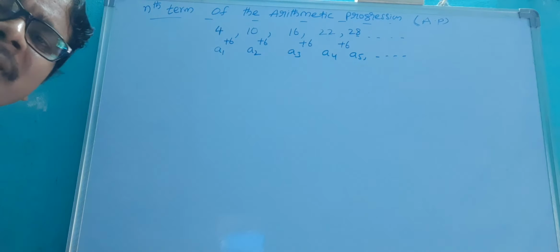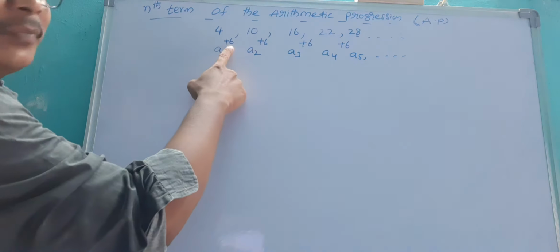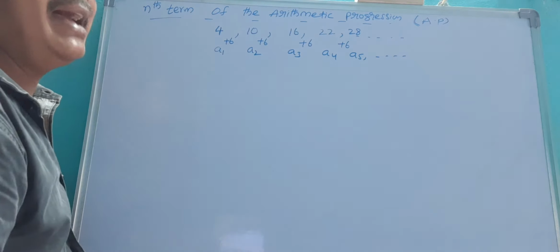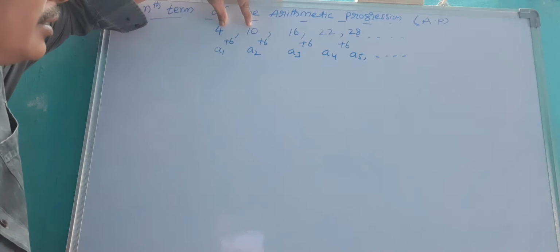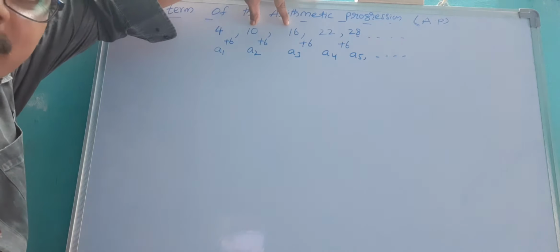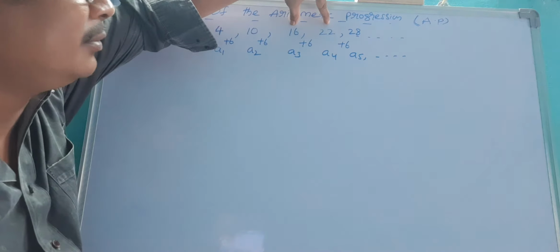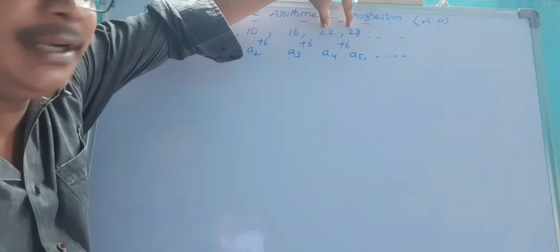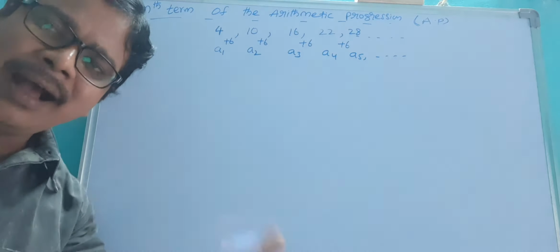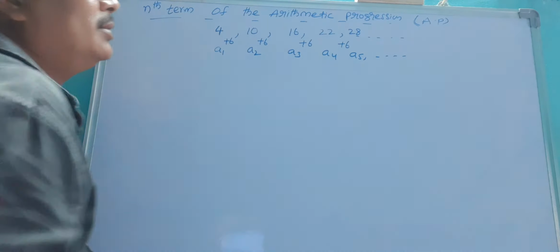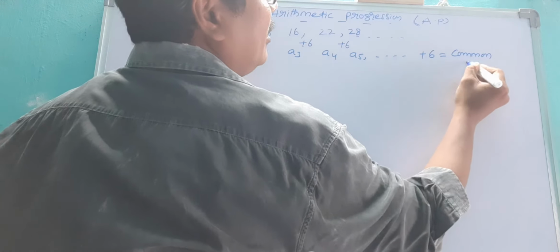Okay, do you know that fixed number? That fixed number is 6, and it can be named as the common difference. What is the difference between 4 and 10? 6. What is the difference between two consecutive numbers 10 and 16? 6. What is the difference between 16 and 22? 6. What is the difference between 22 and 28? That is 6. So that 6 is called the common difference. So here plus 6 is called the common difference.